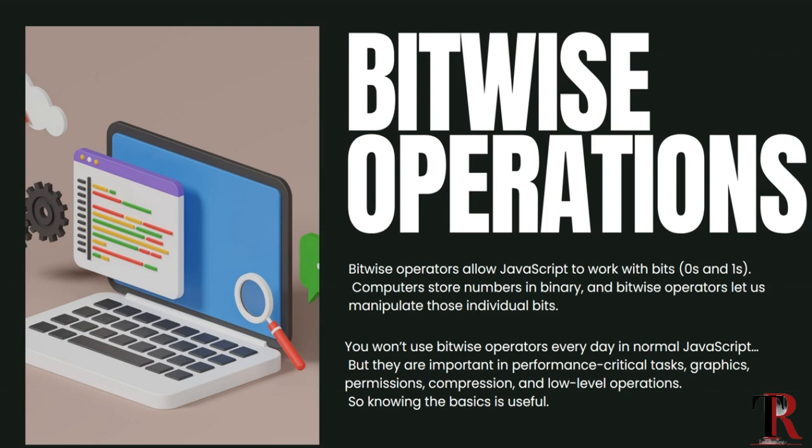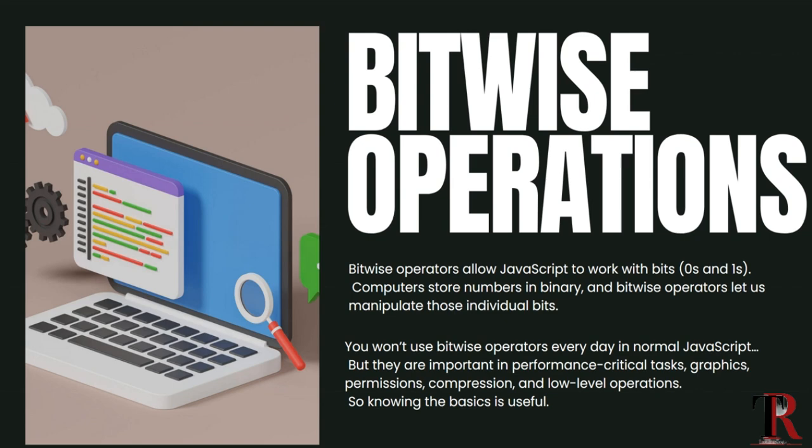All these things that we do with computers, all the operations that we perform, all the calculations or programs that we write, the computer only understands them in binary, which means that there are some abstractions that have been put into place that allow each of these things that we do with computers to be translated into zeros and ones. So computers store numbers in binary, and bitwise operators let us manipulate those individual bits.